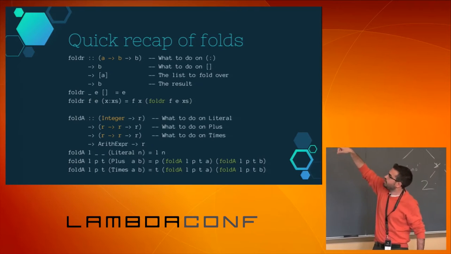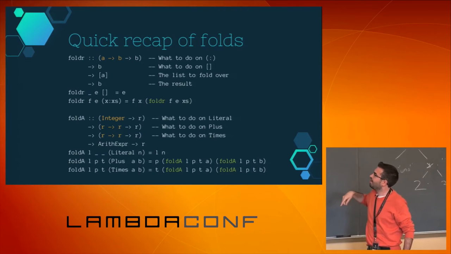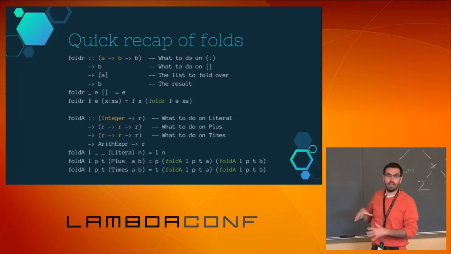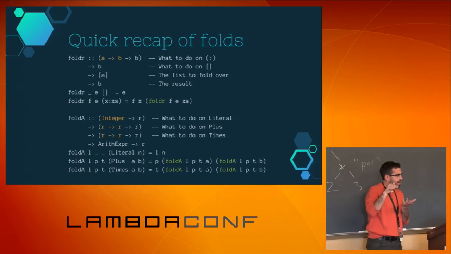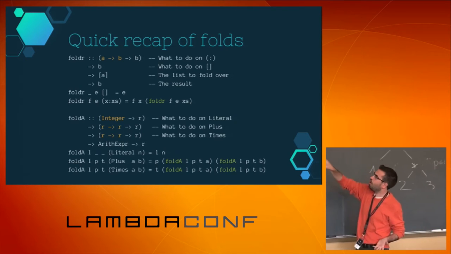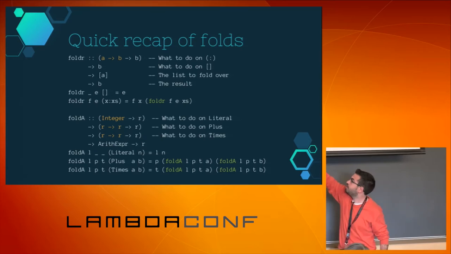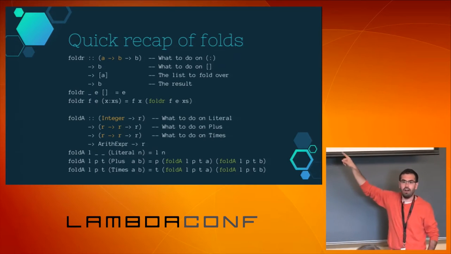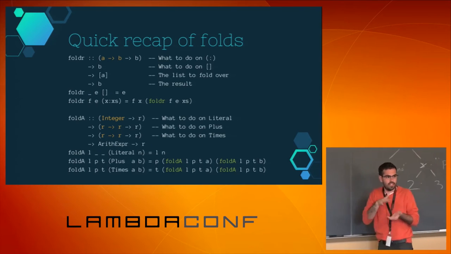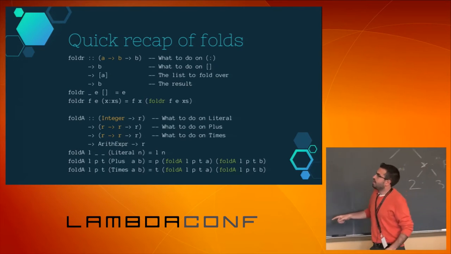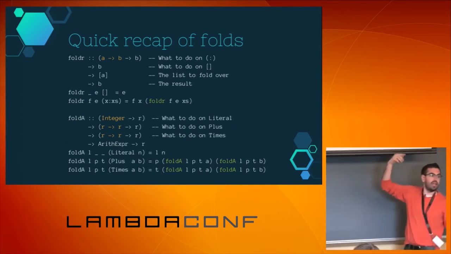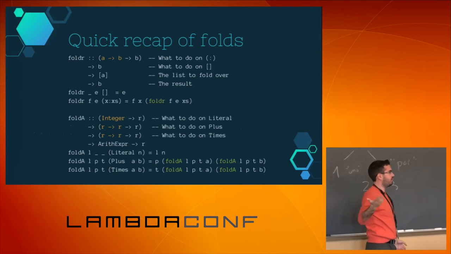You will notice, and this is shown in orange and green, that there is always the same skeleton. You have these types, which are always like my pattern functor. So you see integer, R, R, R, R. That's exactly the shape of my pattern functor. And then they return this value R. And if you look at the list, how is the pattern of a list?